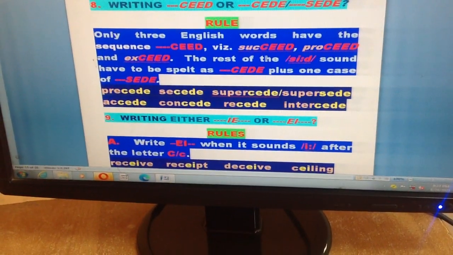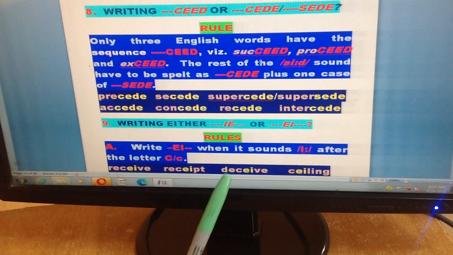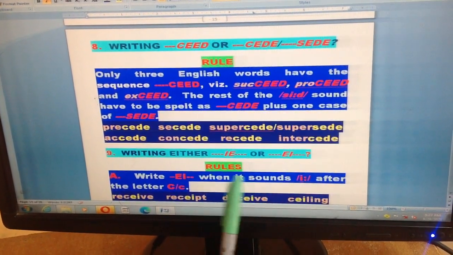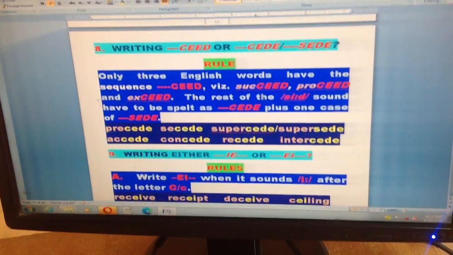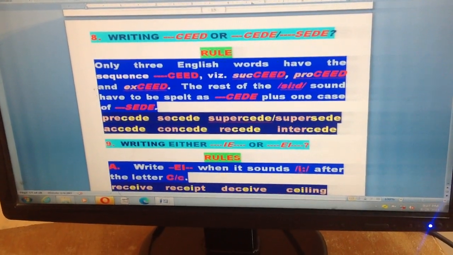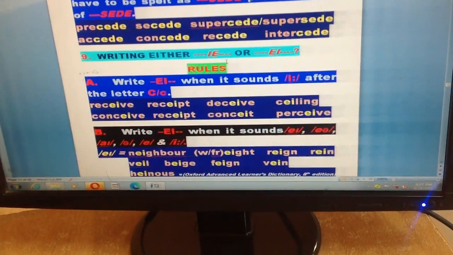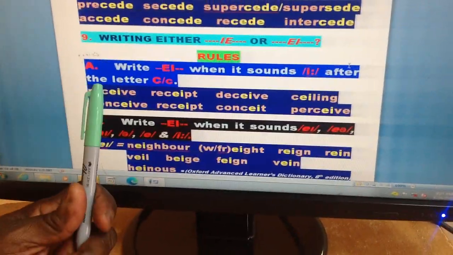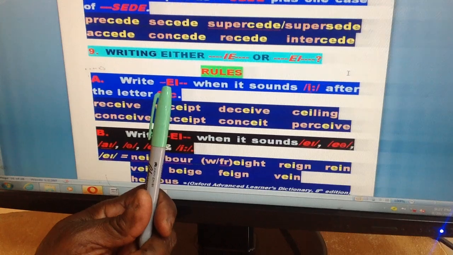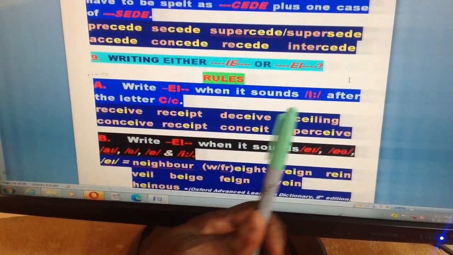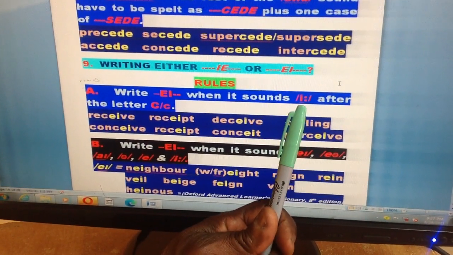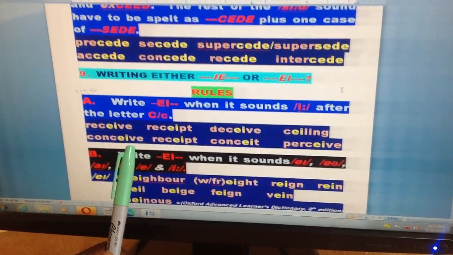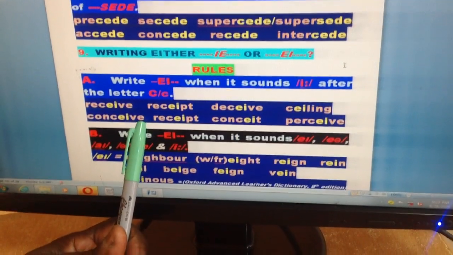Spelling tip number 9. Are we supposed to write E-I or I-E? It depends. We have a few rules to follow. We cannot move without rules, and we have to learn them by heart. That's why we go to school. All right? Rule number 1. For us to write E-I, when it sounds E, long E sound, it should be after letter C. That's a universal rule. There are no exceptions here.